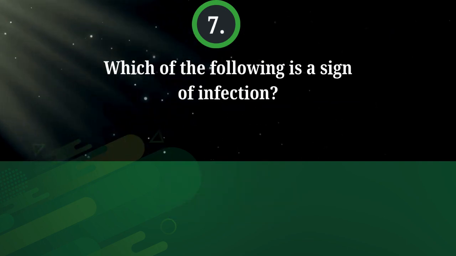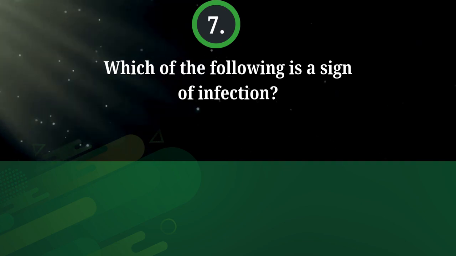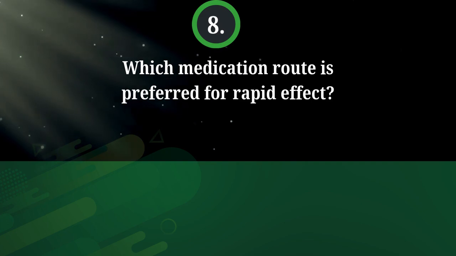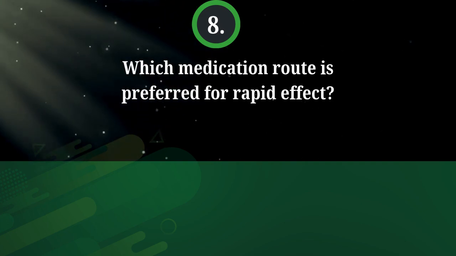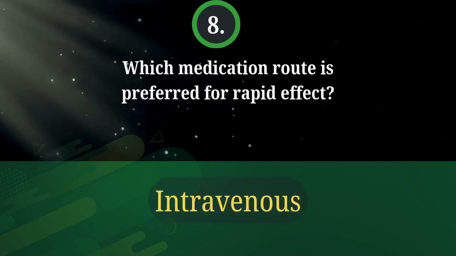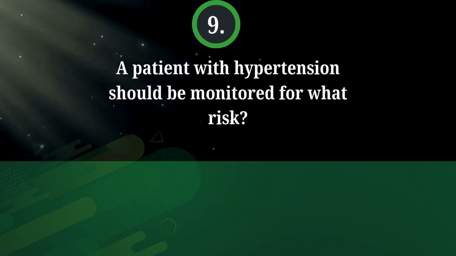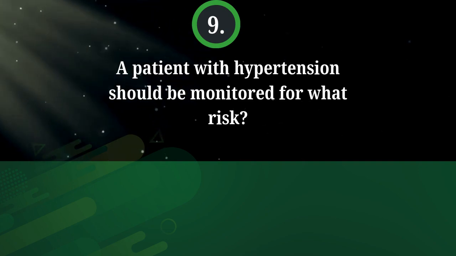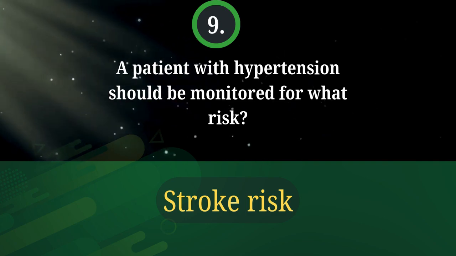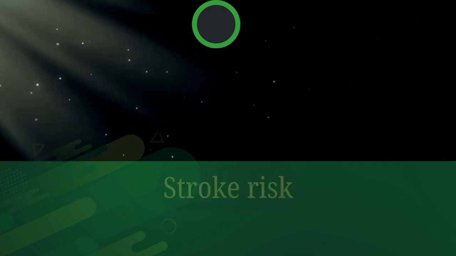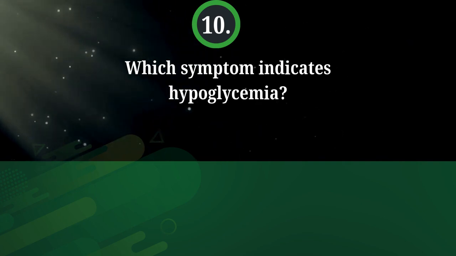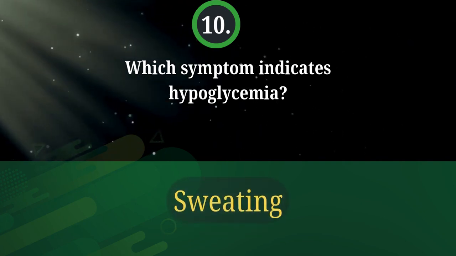7. Which of the following is a sign of infection? Fever. 8. Which medication route is preferred for rapid effect? Intravenous. 9. A patient with hypertension should be monitored for what risk? Stroke risk. 10. Which symptom indicates hypoglycemia? Sweating.